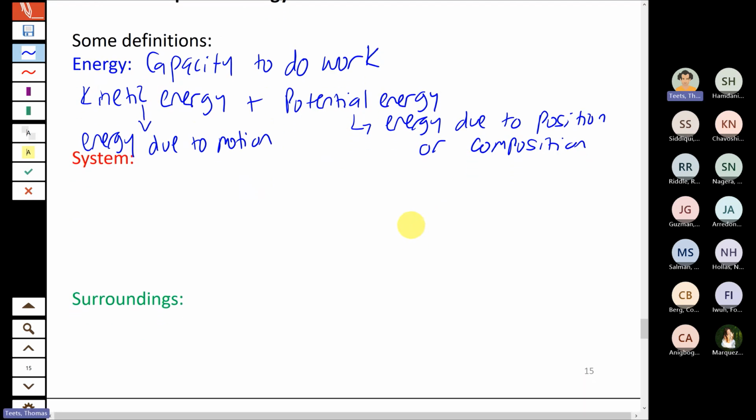So whenever we're dealing with energy and talking about how much energy does something have or how much energy is transferred between two things, we always have to define what's called the system and the surroundings. So the system is going to be the part of the universe that we are focusing on.